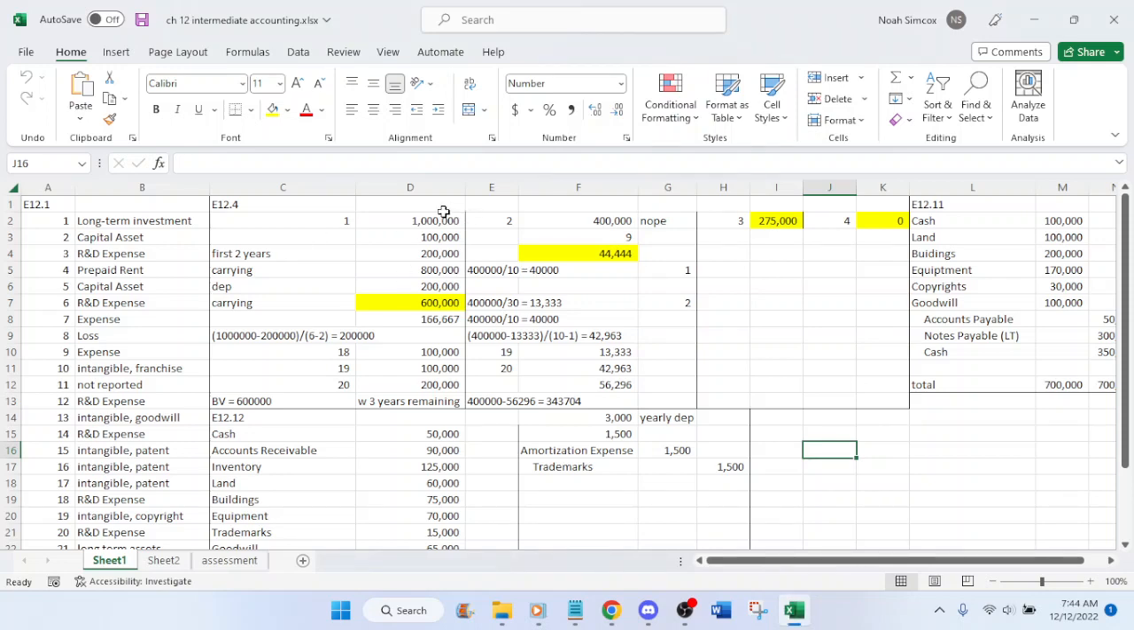So for number 1, you divide by 10, then the first 2 years is 2,000, so carrying is 800,000. What is depreciation? That's supposed to be amortization. So we have carrying. Wait just a minute, I'm confused. Oh, so now you divide this by 4. You get 200,000. I labeled it depreciation. It's supposed to be amortization. Then you subtract that and you get your carrying amount.